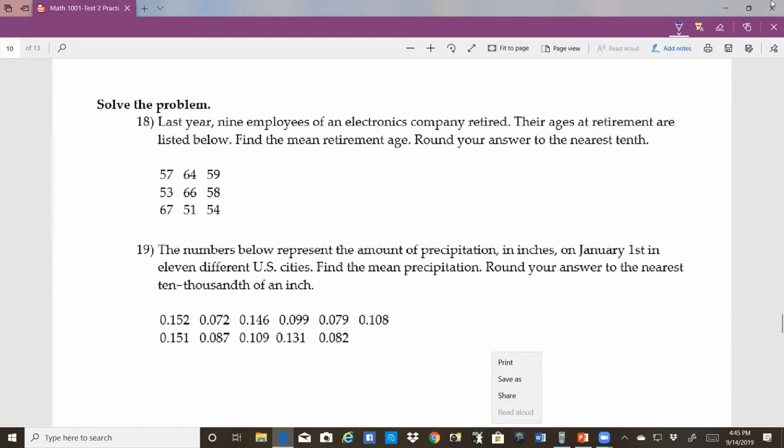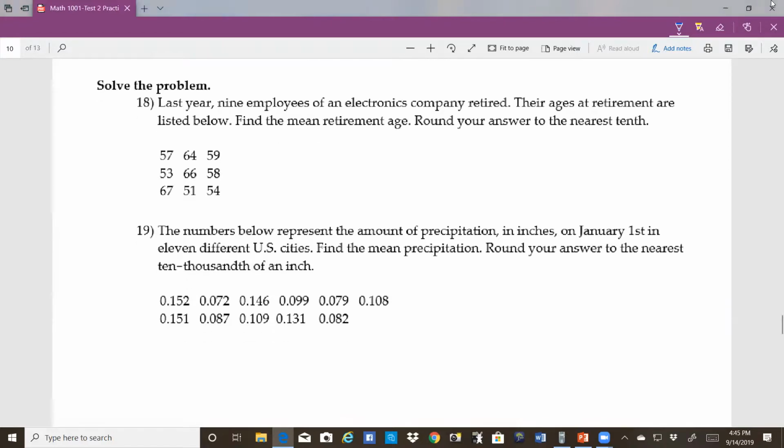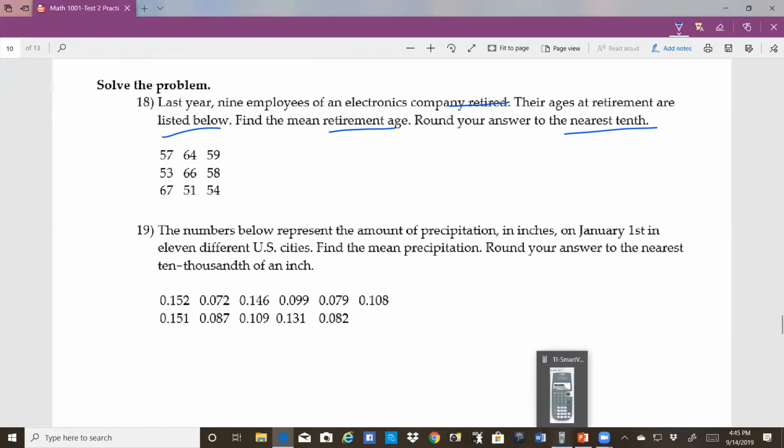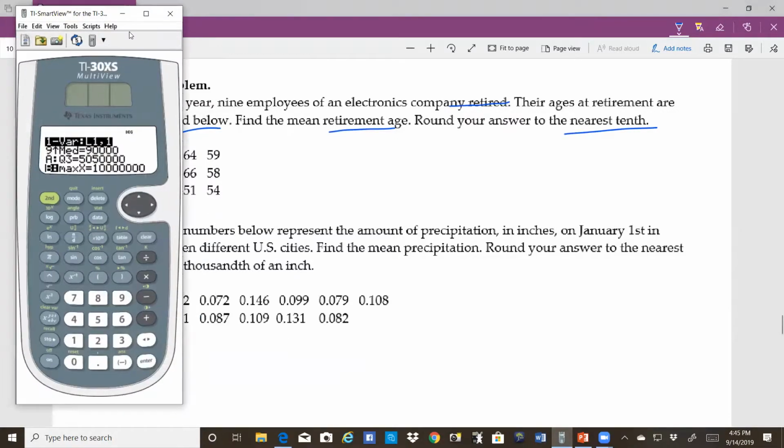Now, you can fast forward through some of this when I'm putting this in my calculator if you want to. Here we want to be looking at the 9 employees of an electronics company that retired. Their ages at retirement are listed below. Find the mean retirement age and round to the nearest tenth. But what we want to do is just add up the ages, and you can do it on your calculator if you want to.